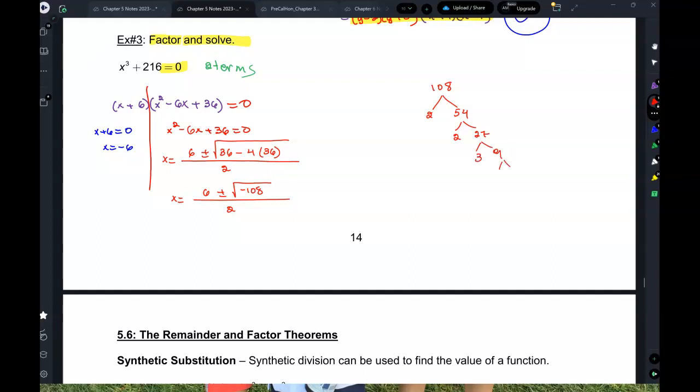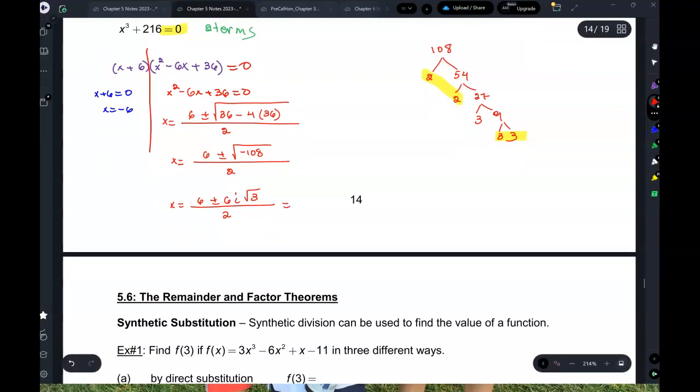Now, 3 and 9, 3 and 3. Okay, so let's see what comes out. A pair of 3's come out, and a pair of 2's come out. So let's go back here. This is going to be x equals 6 plus or minus 3 times 2 comes out, 6i root 3, over 2. Now, can I divide by 2? Yes, I can. So this will be 3 plus or minus 3i root 3.